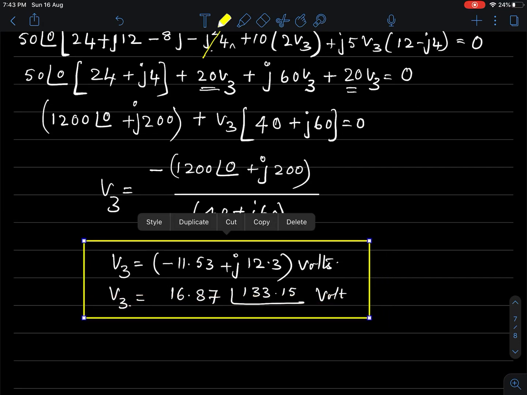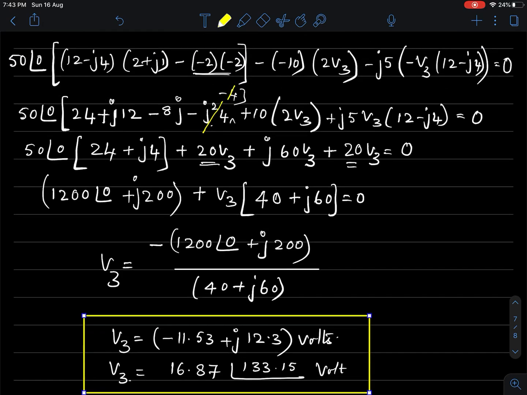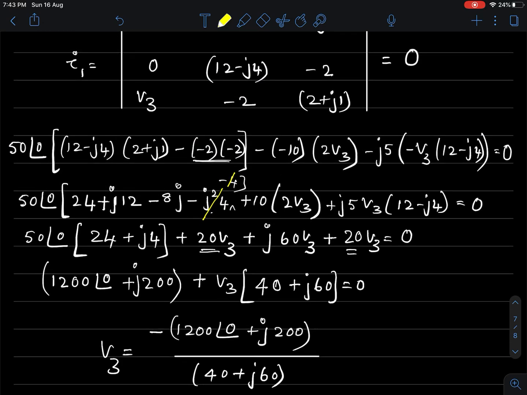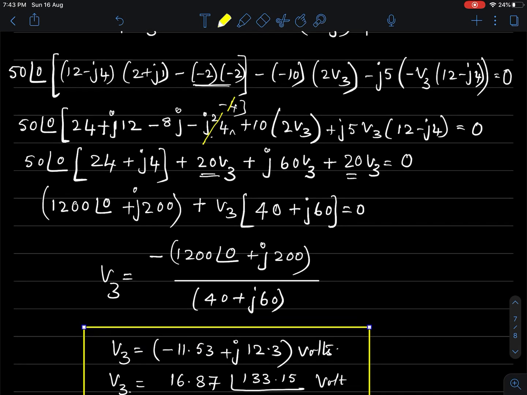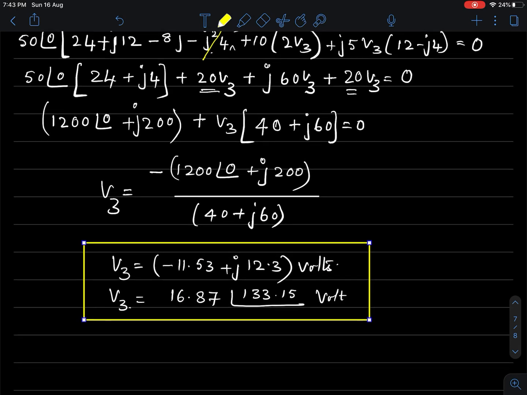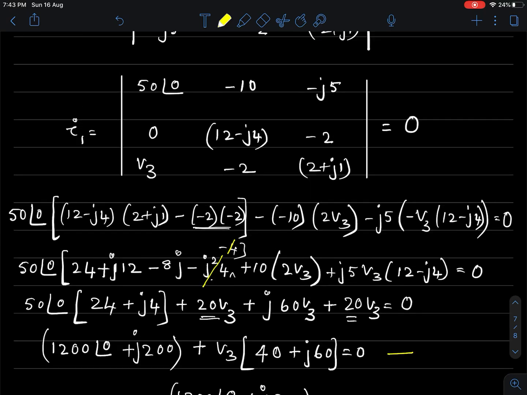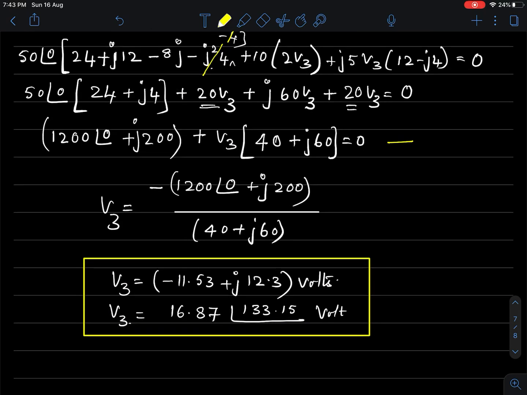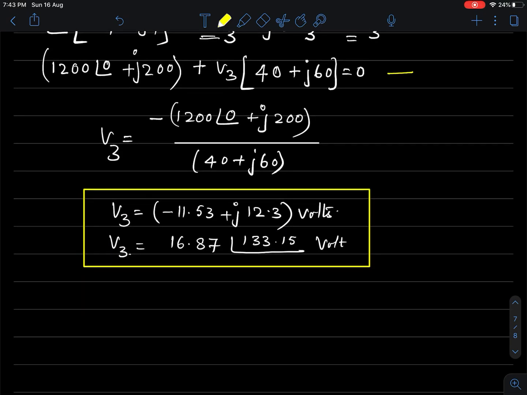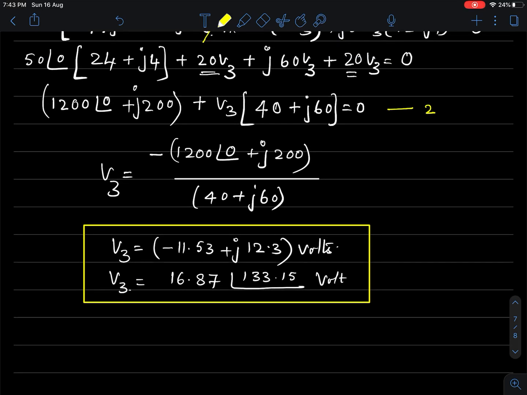Okay, there ends the problem. Whether we have done it correctly or not, all we can do is substitute the value of V3 in, let us say, this equation. Have we named any equation anywhere? Okay, I have named it. I'll call this equation 2. You substitute the value of V3 here in this equation and see if the left hand side computation results in a 0. If it results in a 0, then what we have done is perfectly fine.